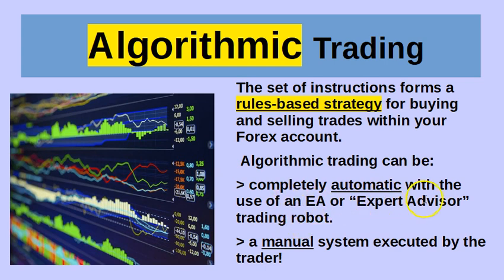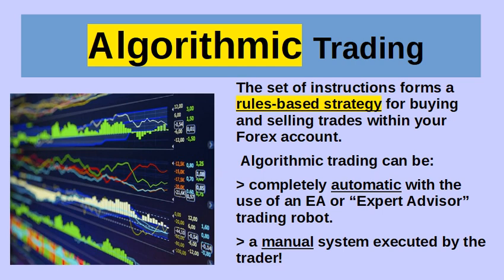It can be completely automatic with the use of an EA, or expert advisor. You've heard of that, right? It's called a trading robot that you can attach to your chart. So you can let the charts run by themselves. You don't even have to be there. And the robot will trade for you according to a preset set of instructions, based on what your algorithm is. And the other type is a completely manual system executed by the trader. That means you, me, and everyone else, and people just starting out. It doesn't have to be a robot or anything like that. By the way, expert advisors and robots can be expensive, and they're not always proven as well. So the other way of algorithmic trading is a completely manual system.